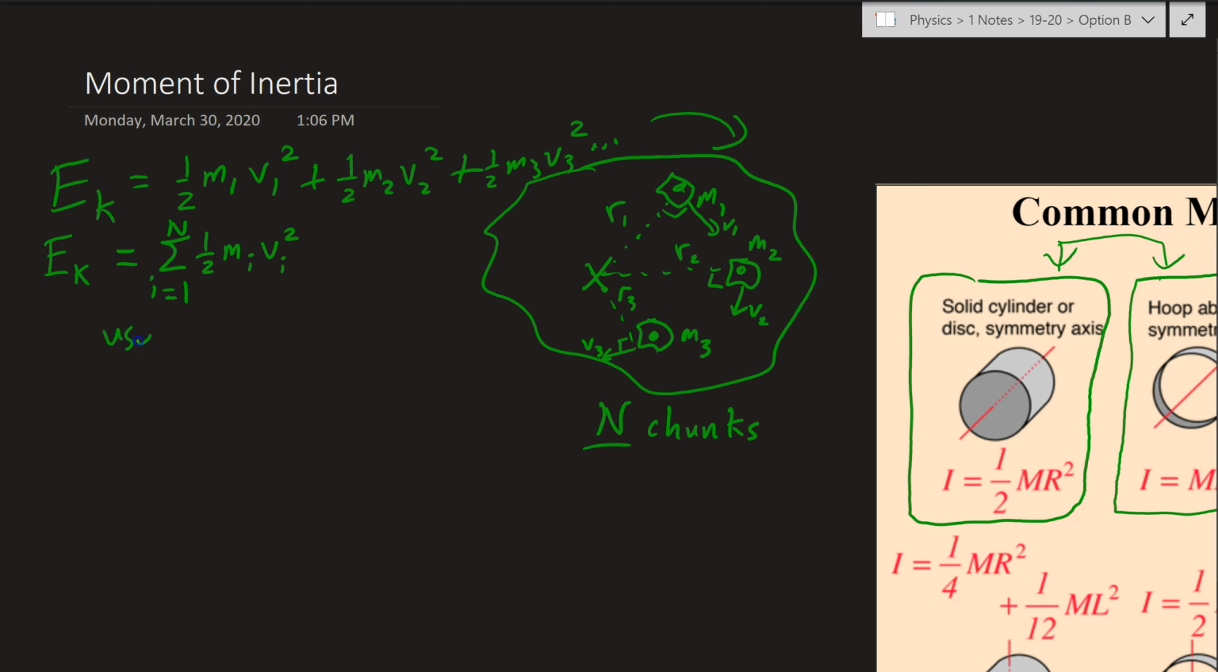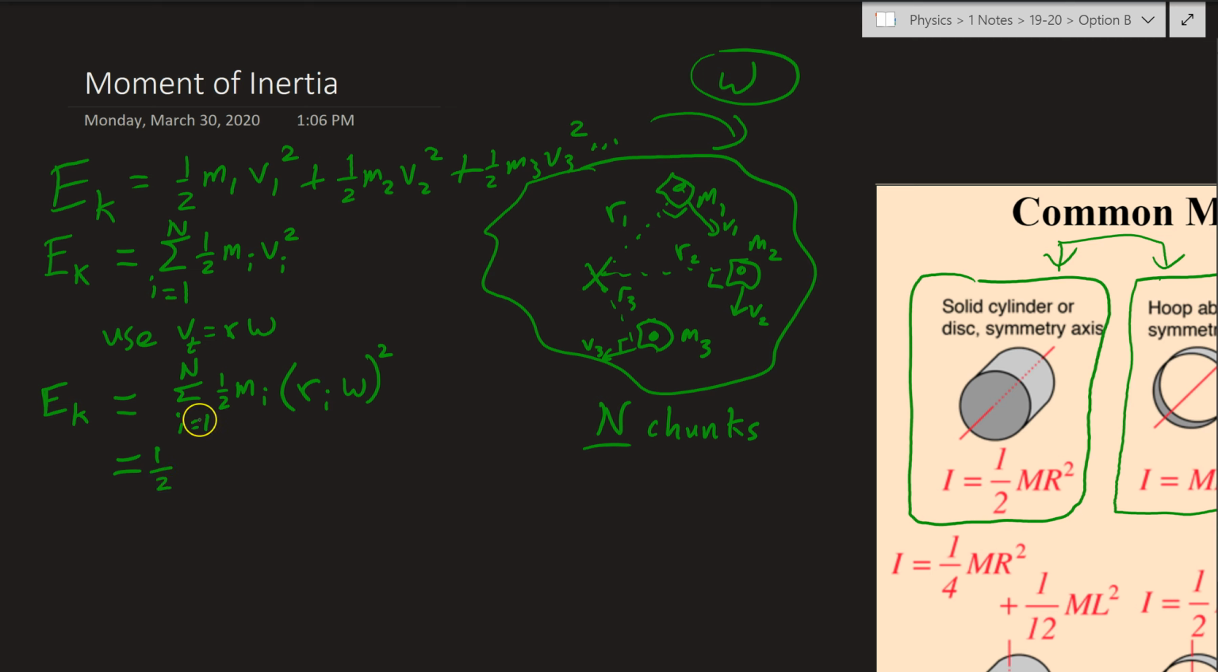So let's use v equals r omega, v tangential equals r omega, to replace the vi here with r and omega. This whole object, let's say, has rotational velocity omega. So the formula would then become EK equals the sum from i equals 1 to n of 1/2 times mi times ri times omega, all that squared. And I'm going to pull this 1/2 out front.